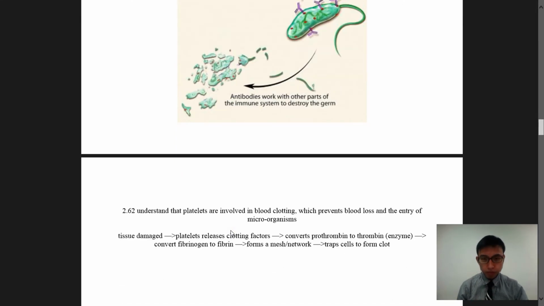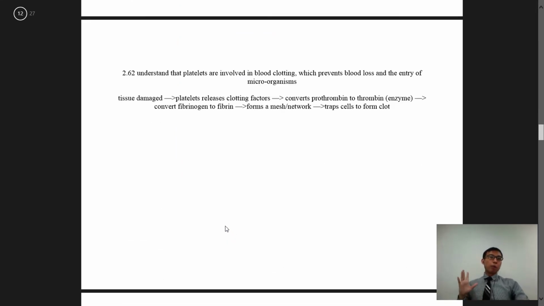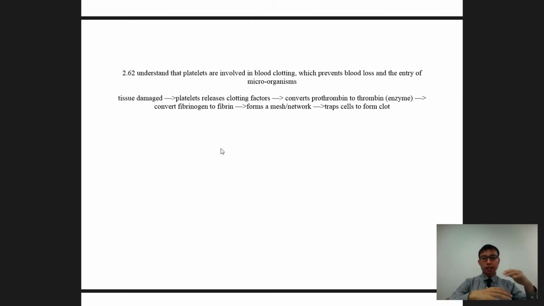Okay, the next bit. Now, platelets are essential to blood clotting. So what's going to happen is that when, let's say I get injured over here, okay, and start bleeding, the platelets nearby are going to start producing clotting factors. Now the clotting factors are going to convert prothrombin to thrombin, okay, and the thrombin becomes an activated form of the enzyme.